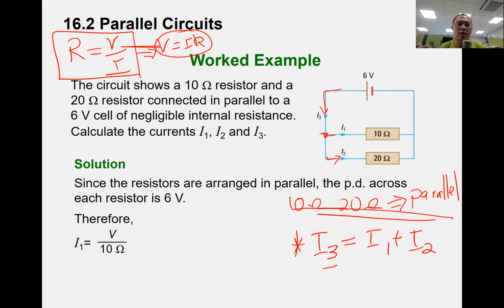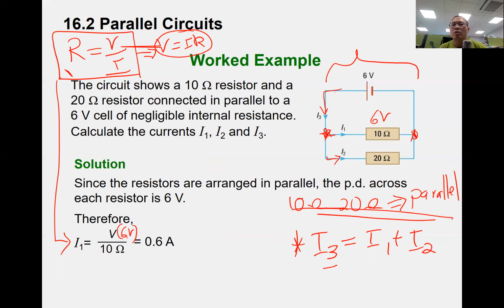Once I have it, I will look at the individual currents. To find I3, I actually need to find I1 and I2 first. So how do I find I1? Simple. Resistance equal to V over I, this formula from the previous topic. Let's use it here. I know the arrangement for the branches. Look at the potential difference across 10 ohms, which is 6 volts. The potential difference across the 10 ohm is the same as the potential difference across the battery, the EMF. So I1's potential difference here is 6 volts. That's why I will know I1 is actually 10 amp. And similarly for I2, I use back the same formula, V over I.